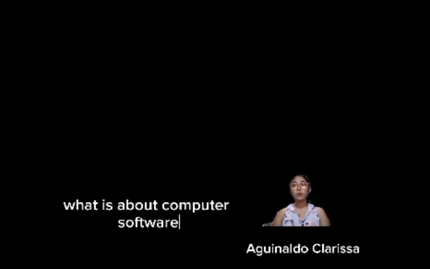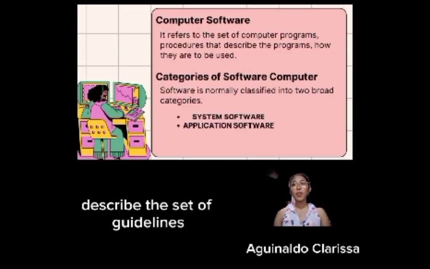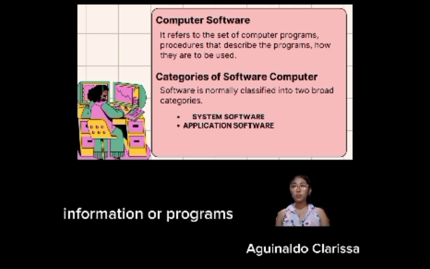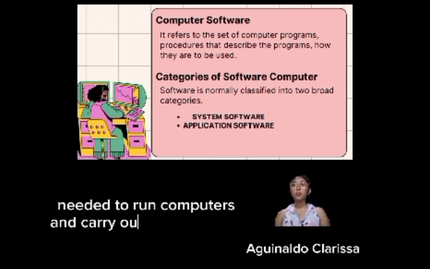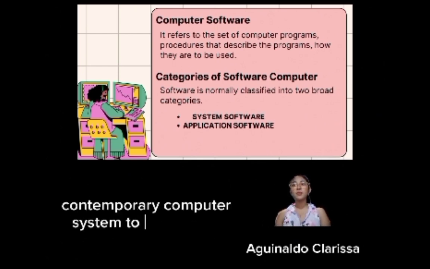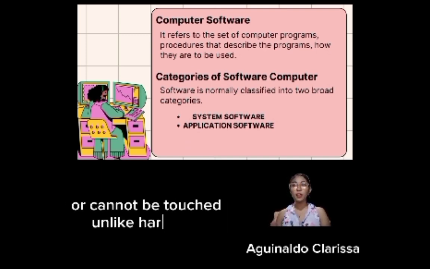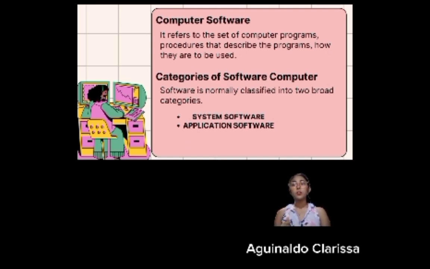What is computer software? The term computer software describes the set of guidelines, information, or programs needed to run computers and carry out particular tasks. These are necessary for contemporary computer systems to operate. Computer software cannot be seen or touched, unlike hardware.